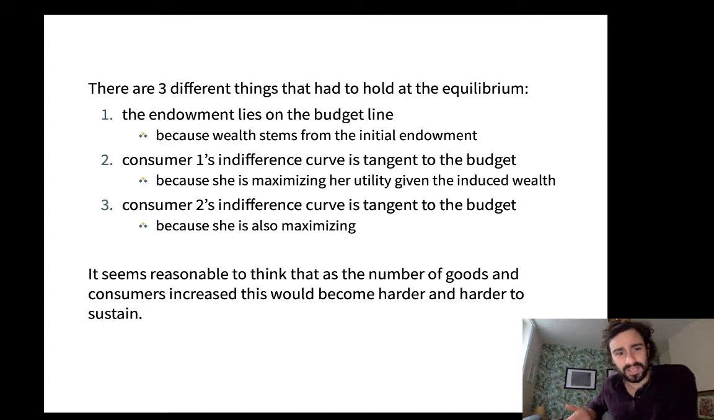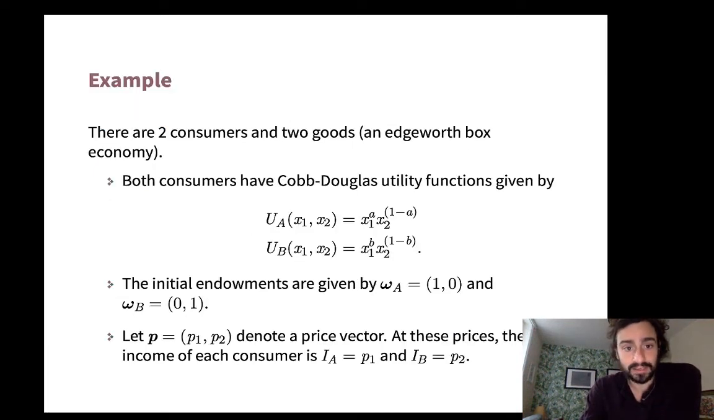So we have this tripartite condition, and that seems like it's difficult, especially if the number of goods and the number of consumers got larger. If there were 10 consumers and 50 goods, we would have lots and lots of conditions, with tangencies in all the different places. So let's look at a quick example and see if we can find the existence of an equilibrium in that example. So we're going to look at this Edgeworth box economy.